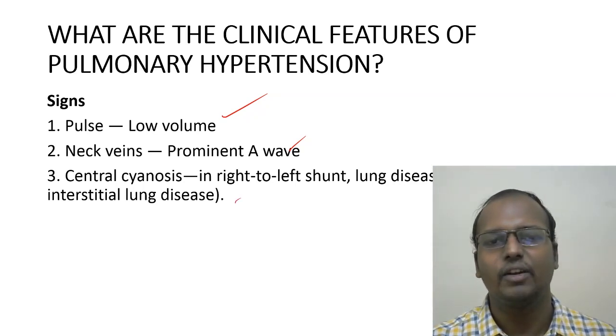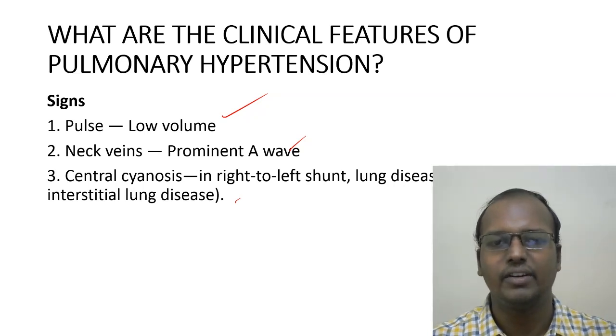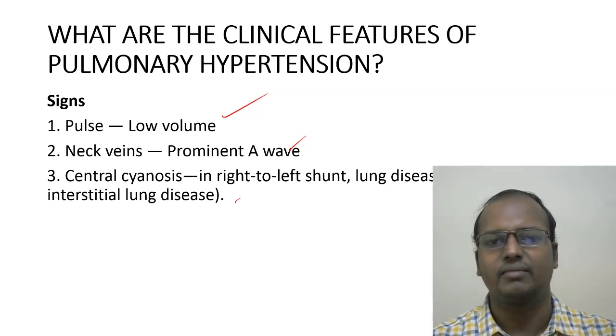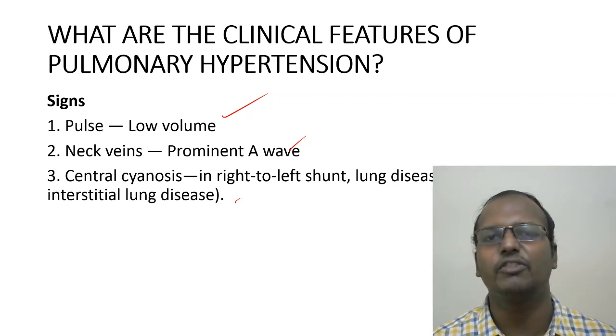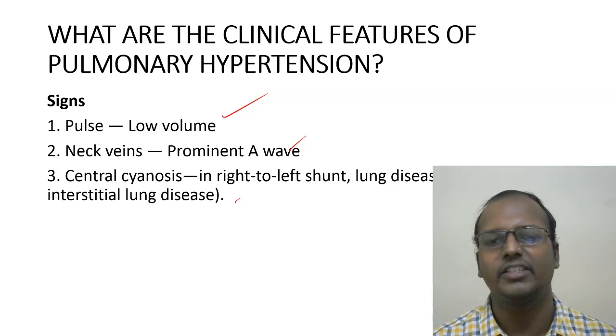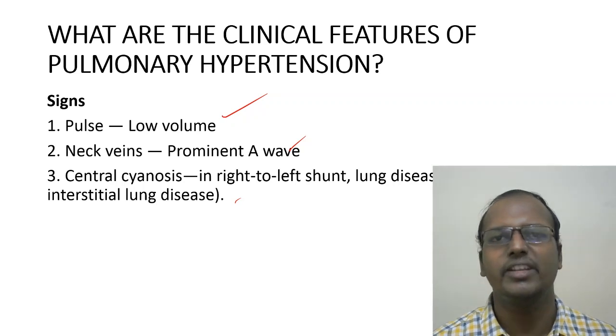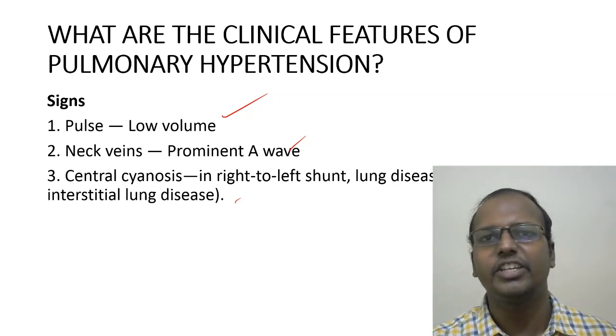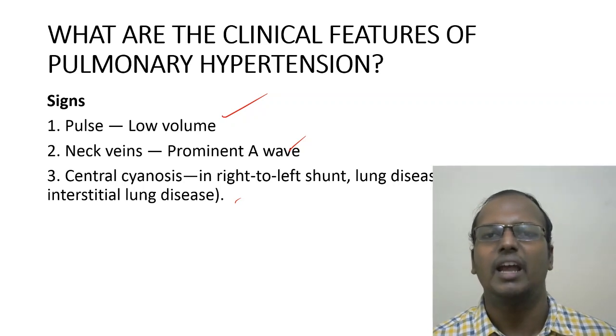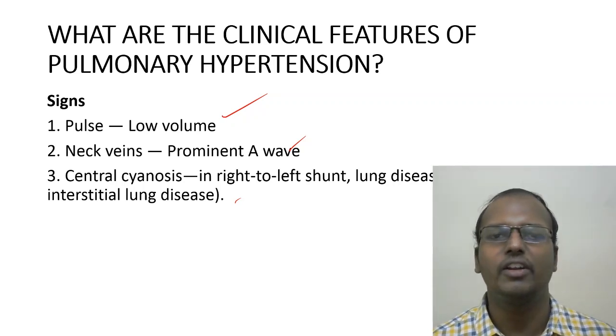Central cyanosis can occur, especially in right to left shunt and lung diseases. What is a right to left shunt? A left to right shunt is where oxygenated systemic blood mixes with the pulmonary circulation. How does a right to left shunt occur? If the blood from the right ventricle, which is deoxygenated, is not getting oxygenated while it passes through the pulmonary circulation and goes into the left side of the heart, that is called a right to left shunt.